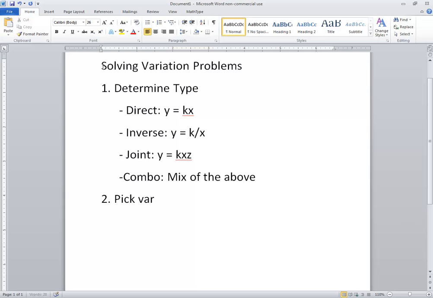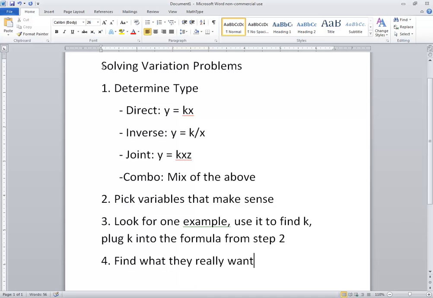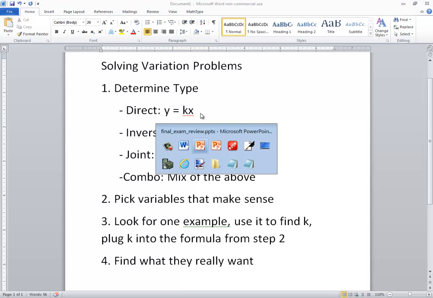Step 2, pick variables that make sense. Step 3, look for your one example, use it to find k, and then plug k into the formula from step 2. And then step 4, find what they really want. So let's go through those steps for this problem.